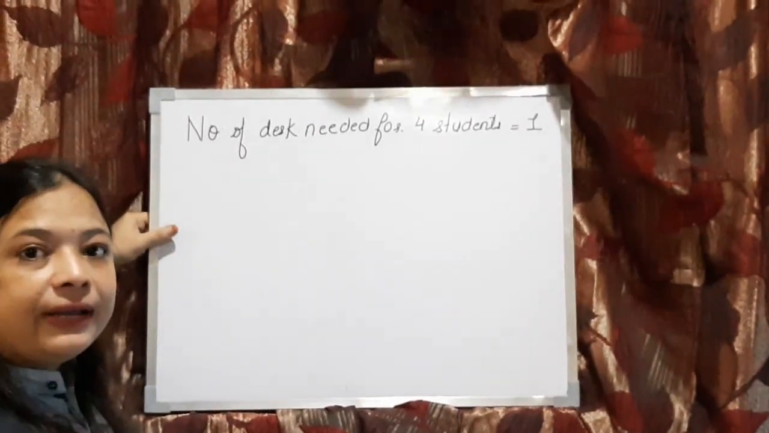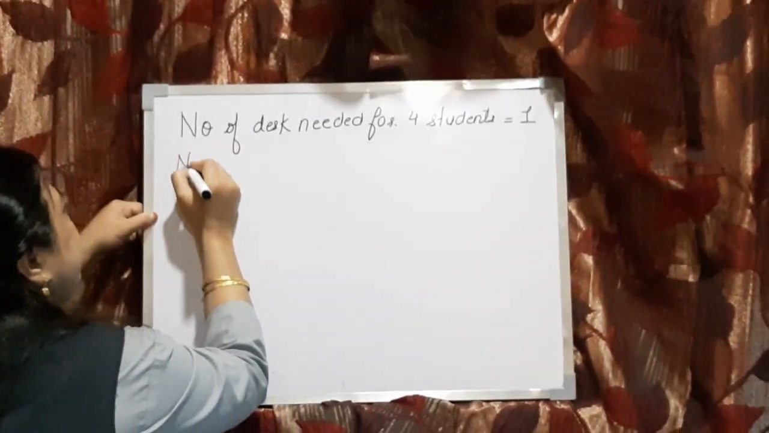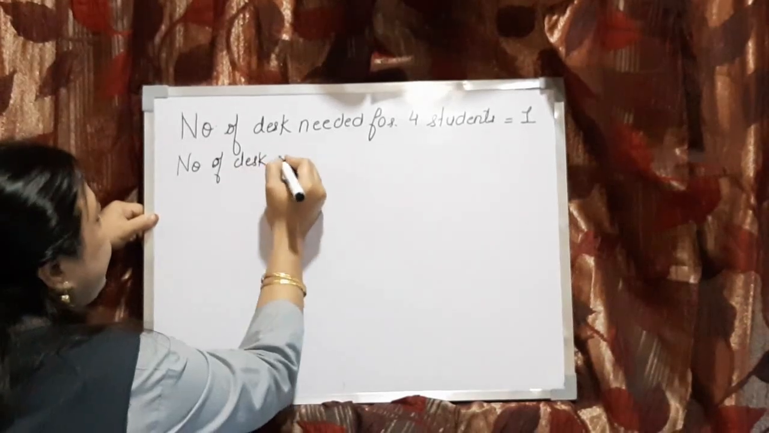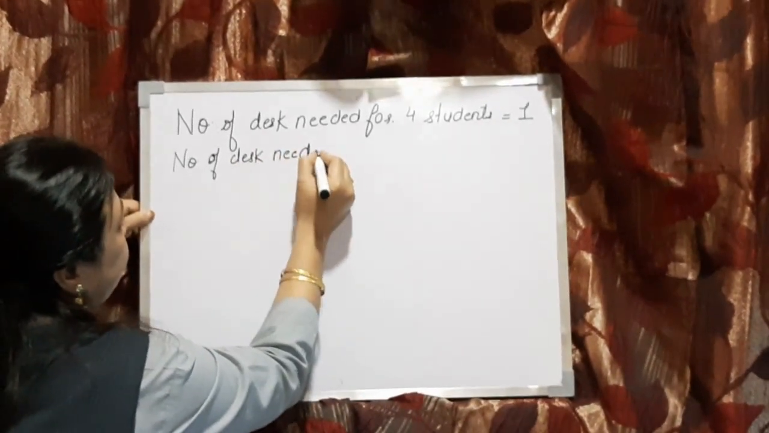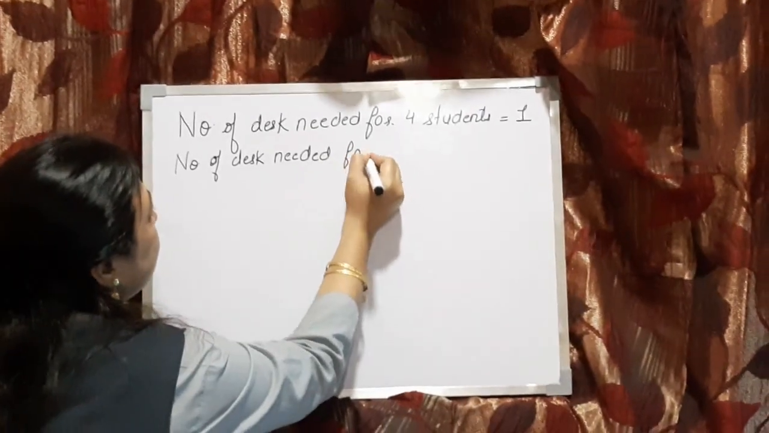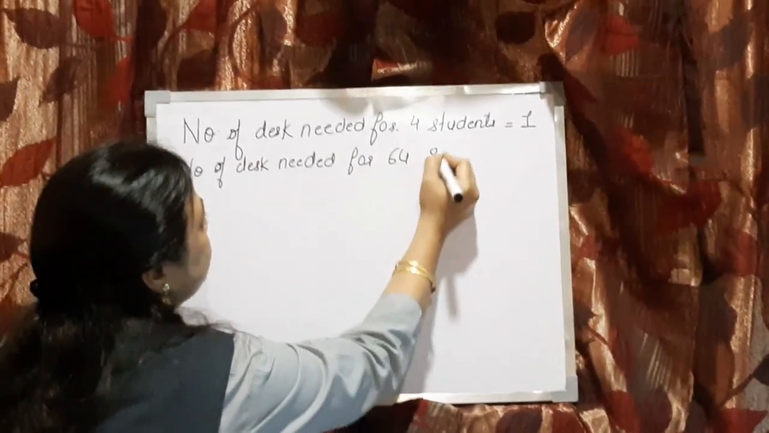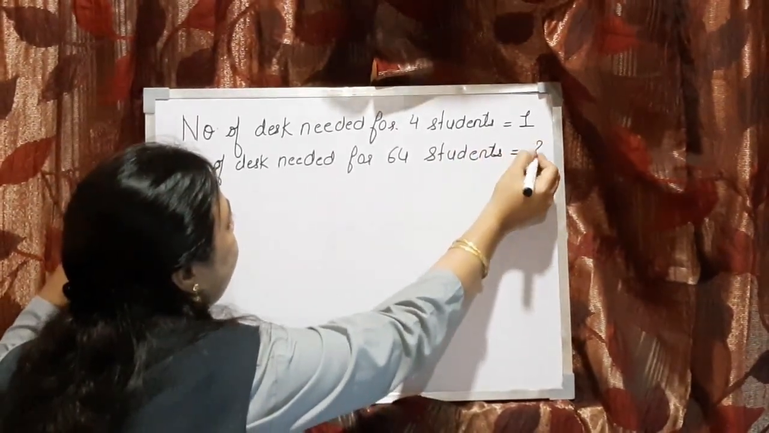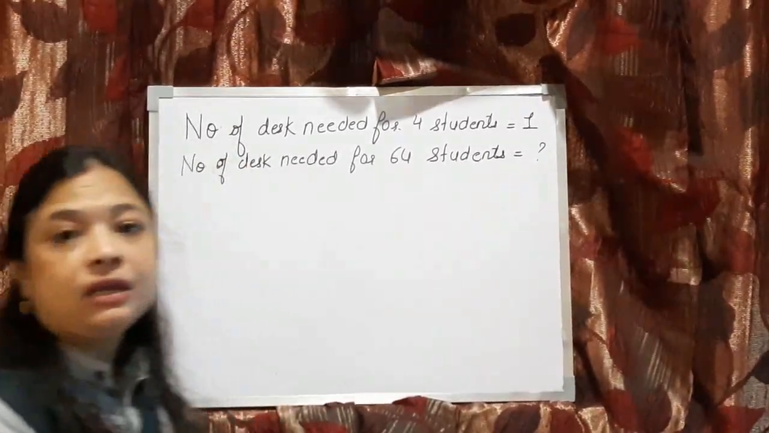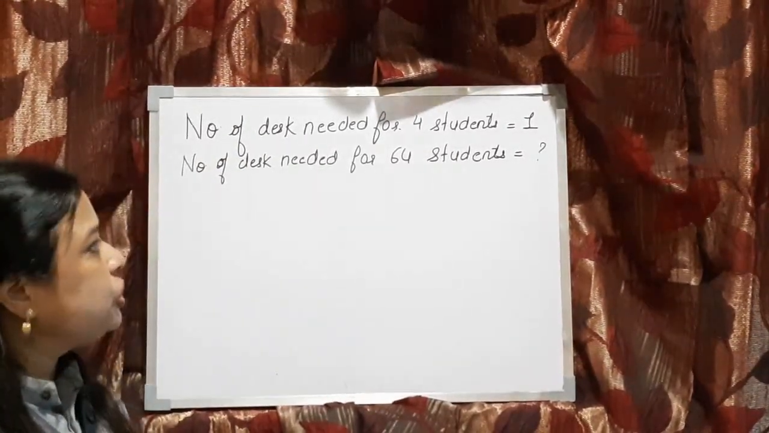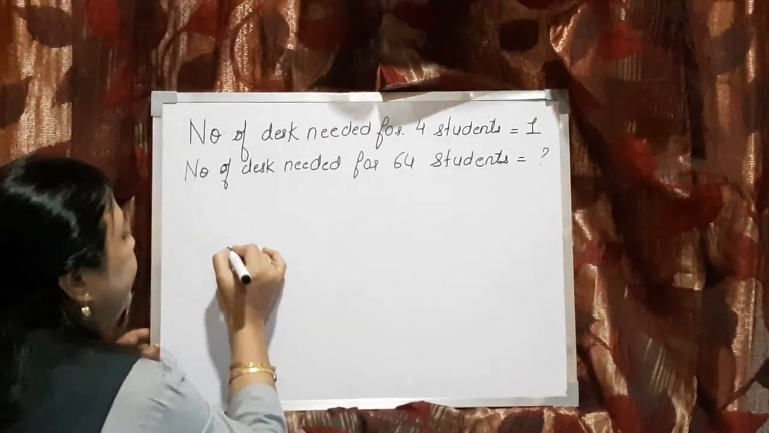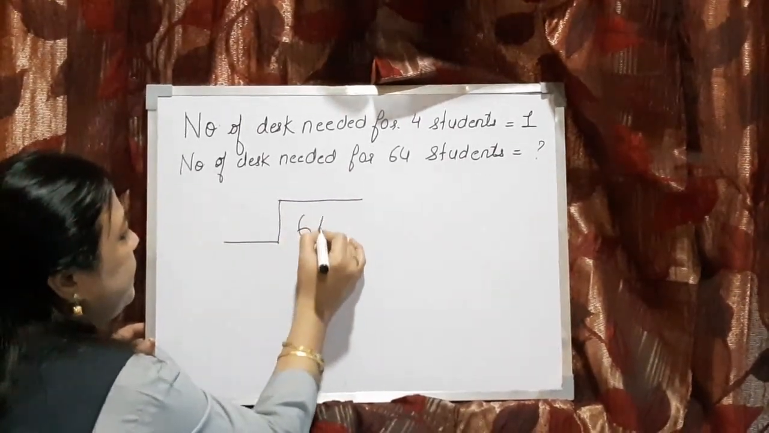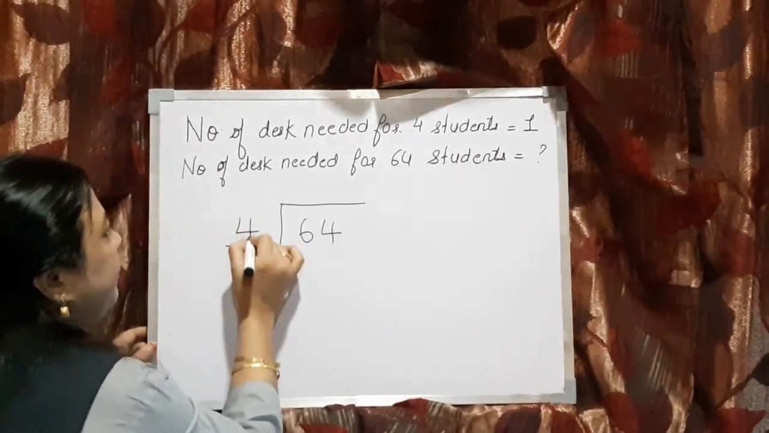So in total how many children are there? 64 children. So number of desks needed for 64 students, right? So this we are going to find out because we don't know how many desks are required for 64 children. So now what will we do, children? We will divide the sum. We will put 64 inside and 4 we are going to put here.